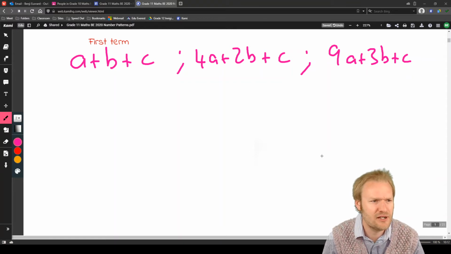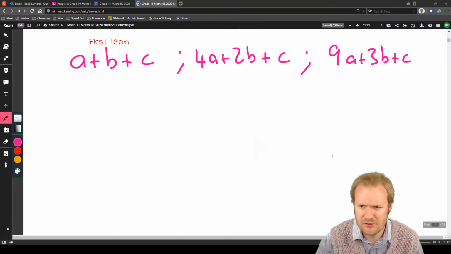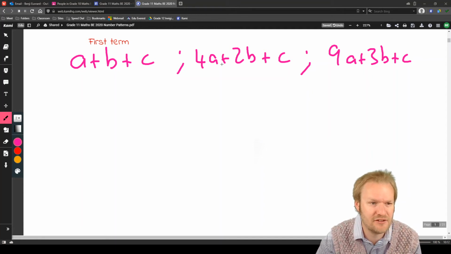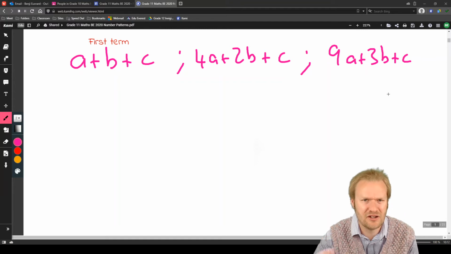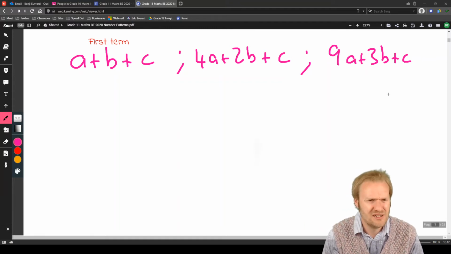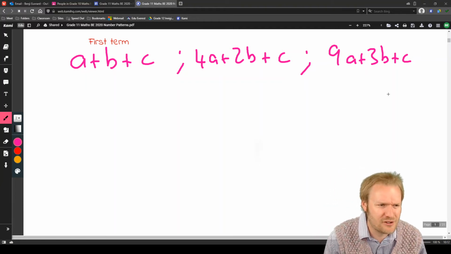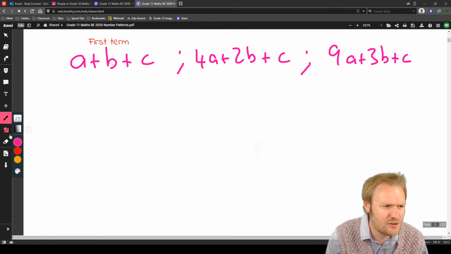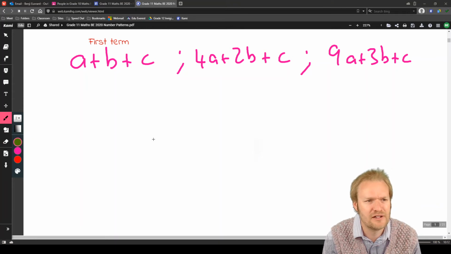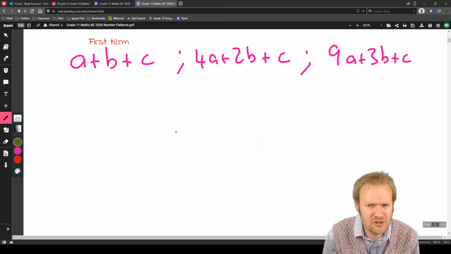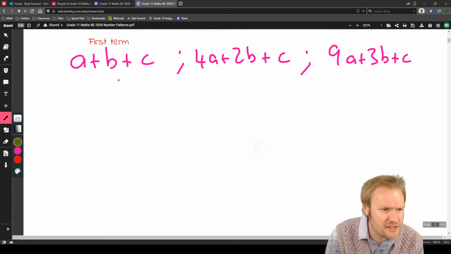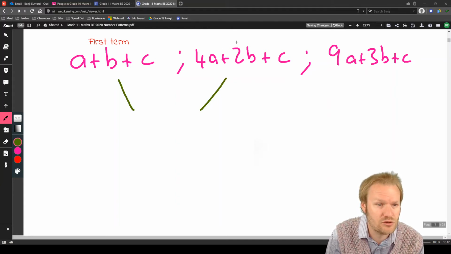Now, that is only so helpful, because what is our sequence? 7, 10, 15. So a plus b plus c is 7. This is 10. This is 15. If we were given an example. What can we do though? What have we looked at so far that could maybe help us? We looked at those differences. So what's the difference from that to that? In other words, what's this whole second term minus this whole first term?